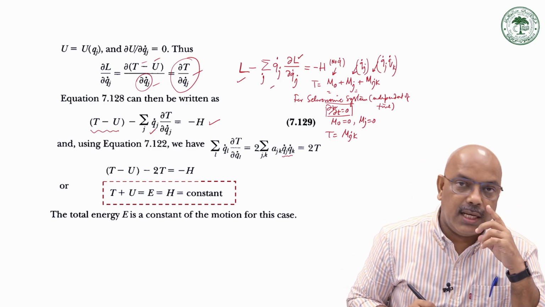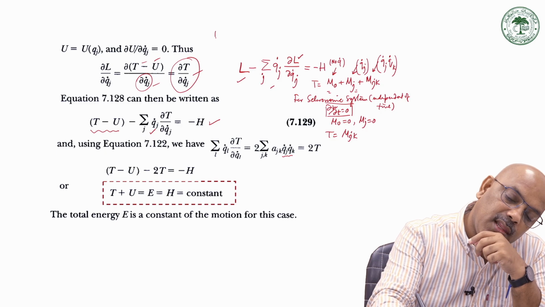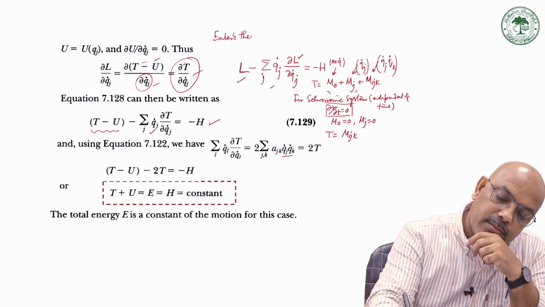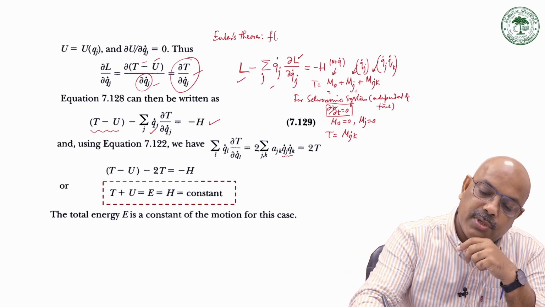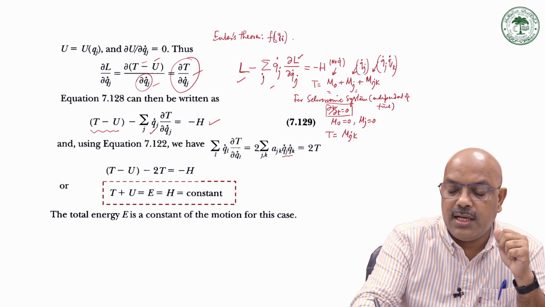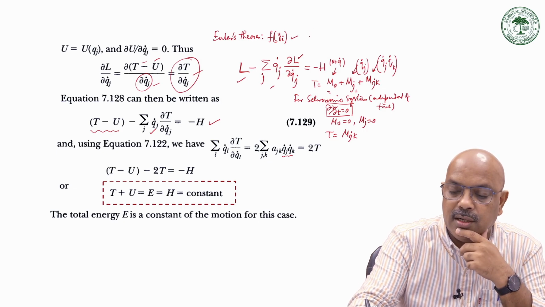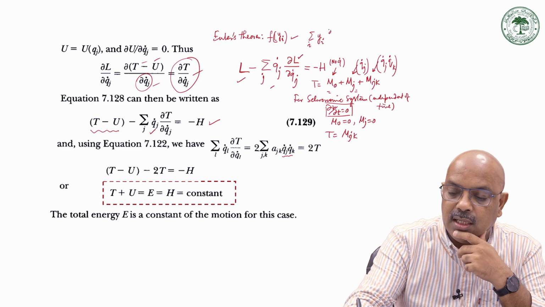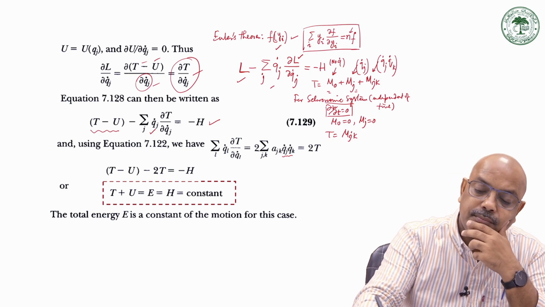And then there is another theorem, Euler's theorem, which says that if I have some function f which depends upon some yi, and it is homogeneous of any order, then the sum over i of yi ∂f/∂yi equals n times the function, where n is the order of the function.